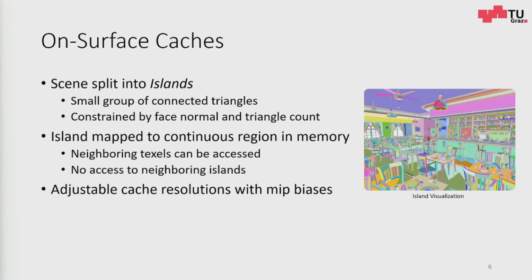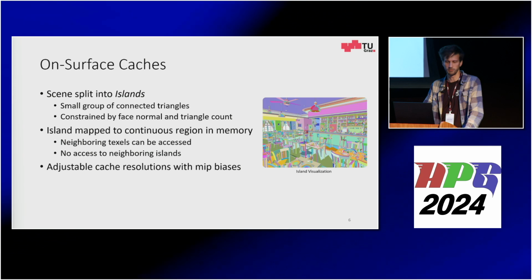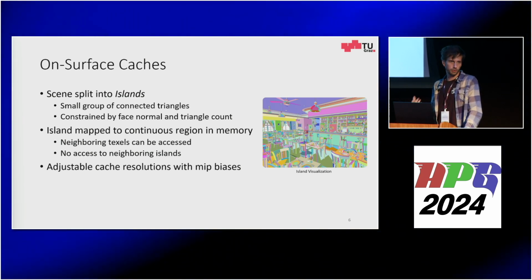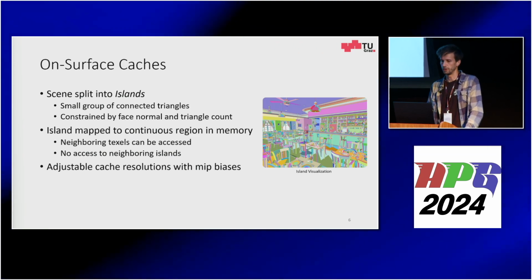Bistro interior, like the example from before. In texture space, you have access to neighboring texels which are on the same island. This is very useful for filtering, but there's no access to neighboring islands. The on-surface caches also provide a convenient mechanism to control the resolution of those caches through MIP biases. Those MIP biases work exactly the same as the regular MIP bias you have in textures. By increasing the MIP bias, the resolution of the caches decreases and vice versa. I will talk about the MIP bias in a couple of slides, but for now it's just important to know that it's a tool to control the amount of radiance caches later on.